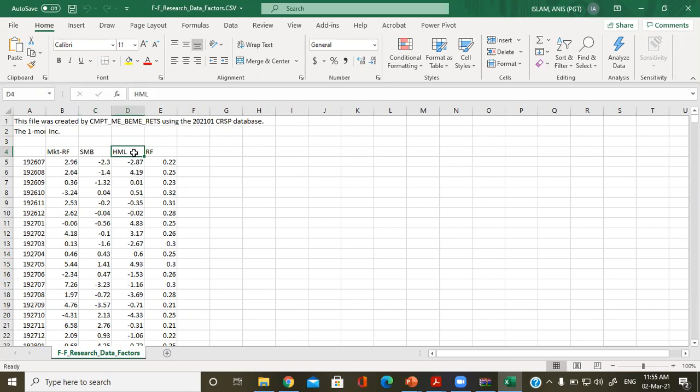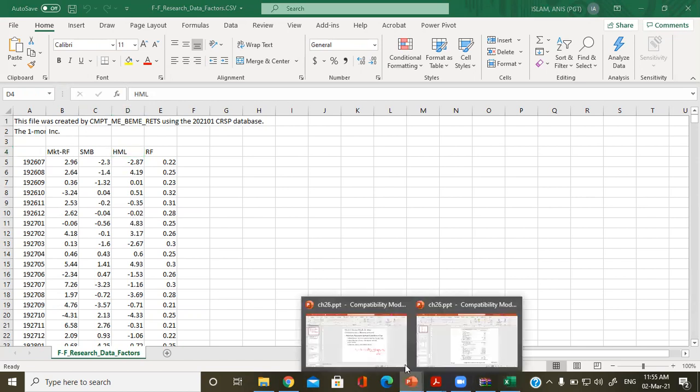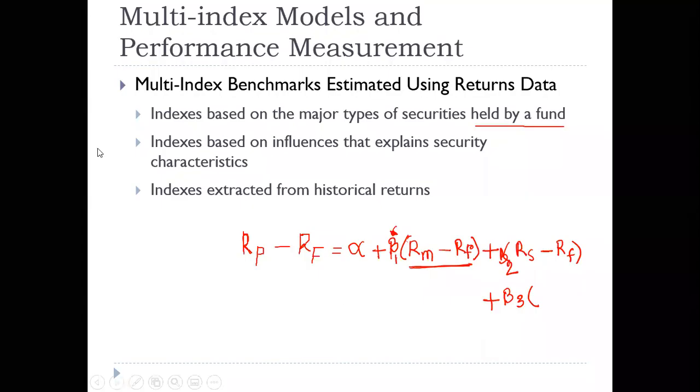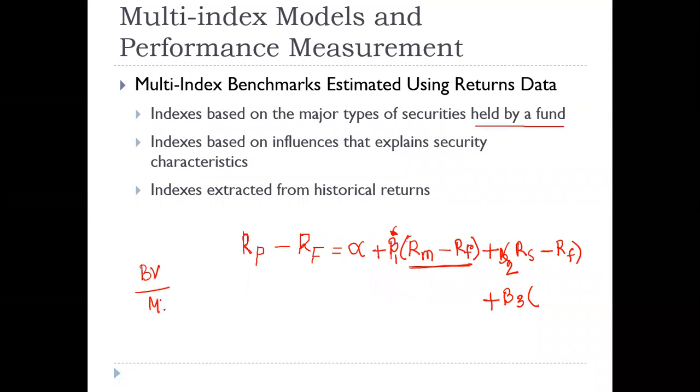Okay, and this is for the HML, high minus low. High means high book value to market value. So high book value to market value, what kind of a stock is it? If the stock looks like this, if I write this, book value is greater, market value is smaller. What kind of a stock is this from your investment analysis course?